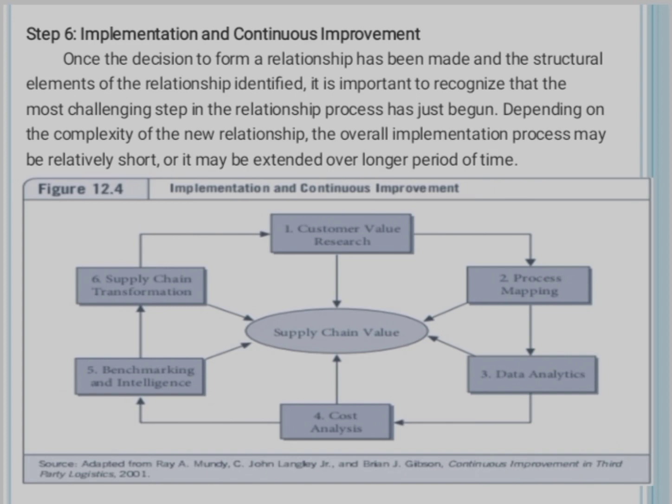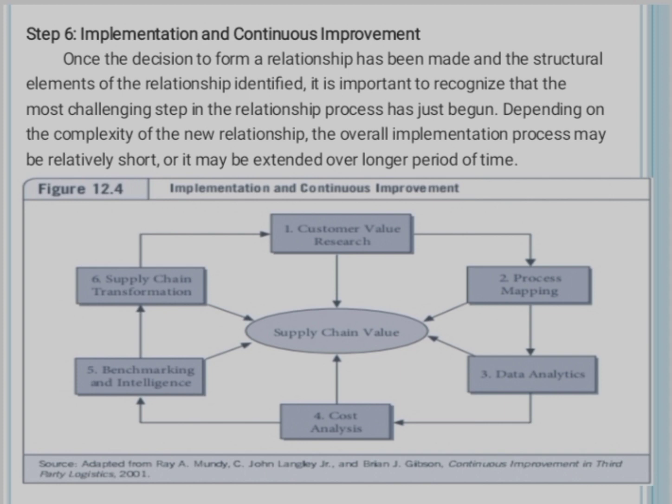Next is step 6, implementation and continuous improvement. Once the decision to form a relationship has been made and the structural elements of the relationship identified, it is important to recognize that the most challenging step in the relationship process has just begun. Depending on the complexity of the new relationship, the overall implementation process may be relatively short or may be extended over a longer period of time. Figure 12.4 illustrates the steps involved in implementing and continuously improving a new relationship.